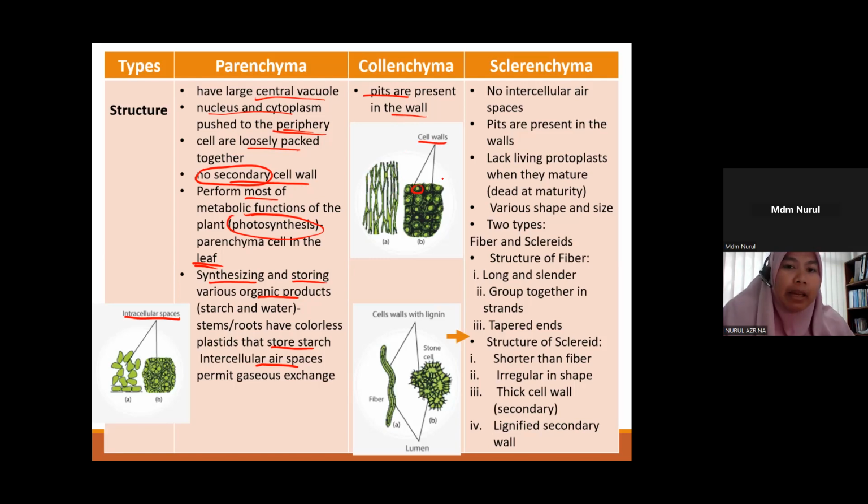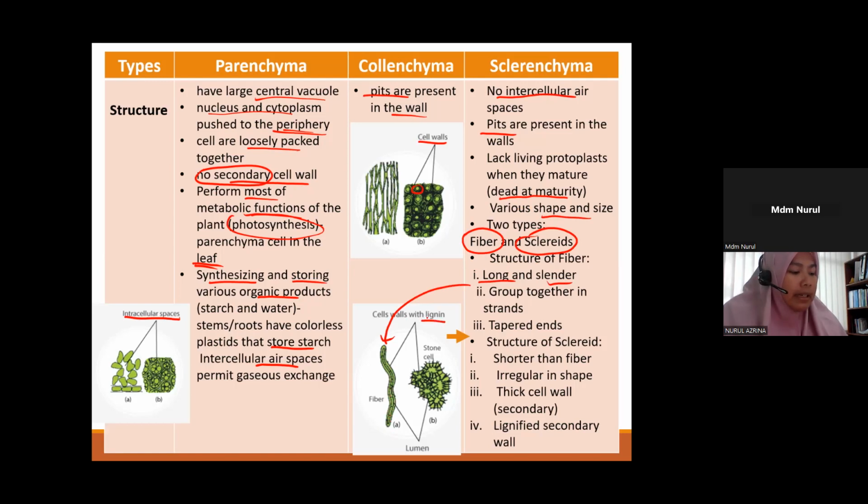Next for sclerenchyma. So there are no intercellular air spaces in sclerenchyma cells, right? Not like parenchyma. Parenchyma has intercellular spaces, and pits are also present in the wall of sclerenchyma. It is dead at maturity, as we discussed earlier, and sclerenchyma has various shapes and sizes, like fiber and sclerite. The structure of fiber is long and slender, like this. You can see it is longer and slender.